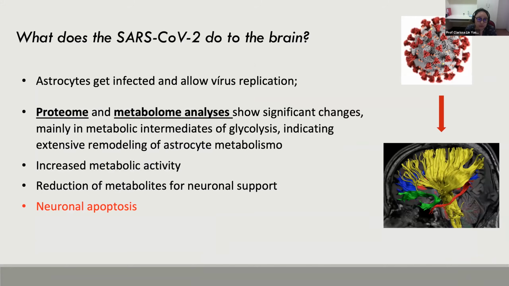Okay, so in summary, from this point of view of the astrocytes, we showed that the astrocytes were infected with virus replication, which probably altered the proteome and the metabolome of the astrocytes, indicating extensive remodeling of astrocyte metabolism. And this probably evolved to a reduction of metabolites that were necessary for neuronal support and resulted in neuronal apoptosis. So this is the sequence that we were able to trace from our study.